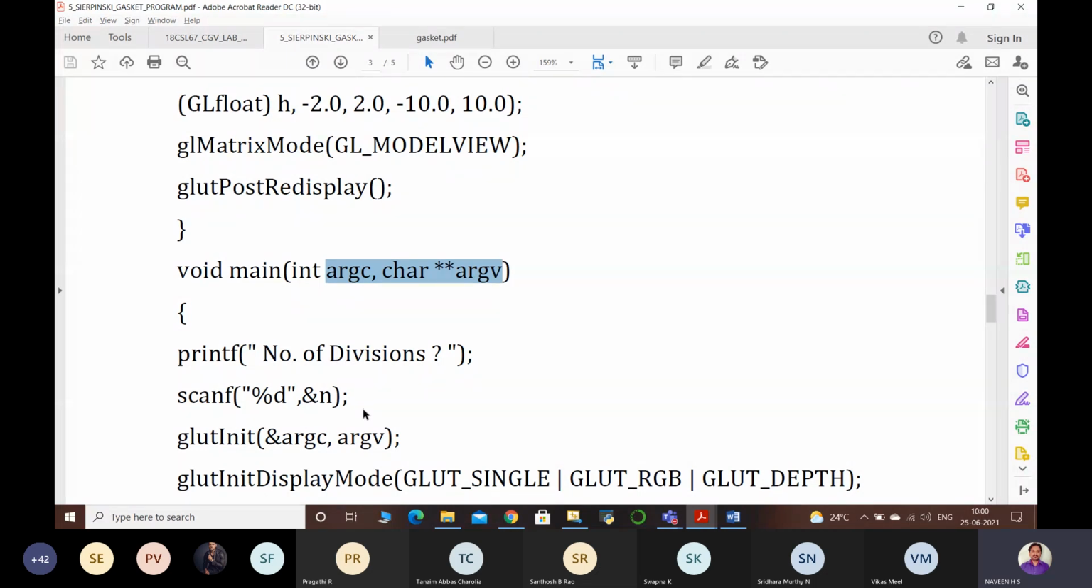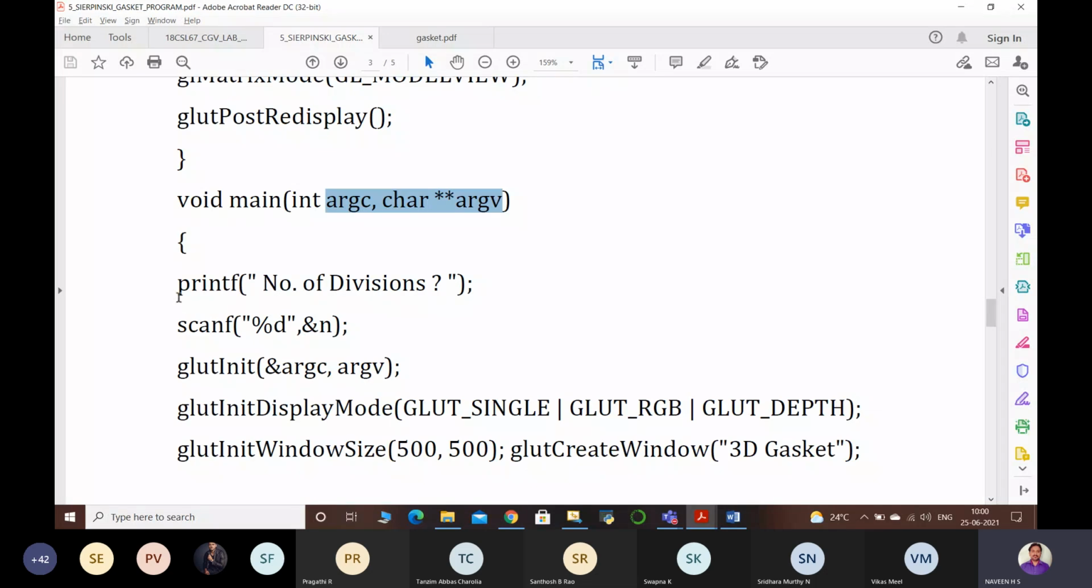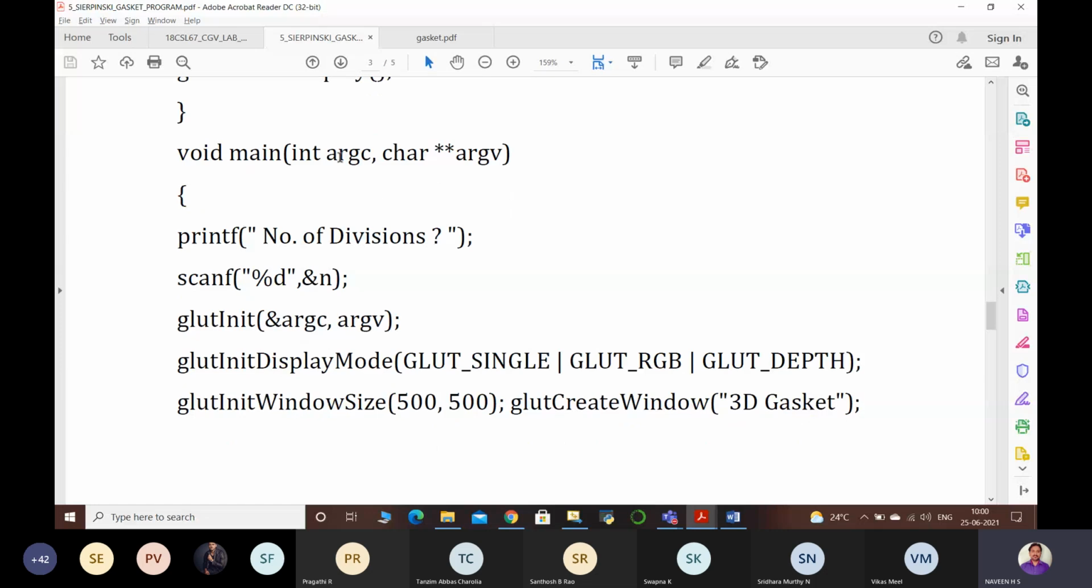After that, we have to give how many times we have to divide our triangle, that is printf number of divisions. So: enter the number of divisions, like 1 2 3 4. Next, just reading those values, scanf("%d", &n). Next, glutInit(&argc, argv), whatever values are taken, I'm just initializing those values.